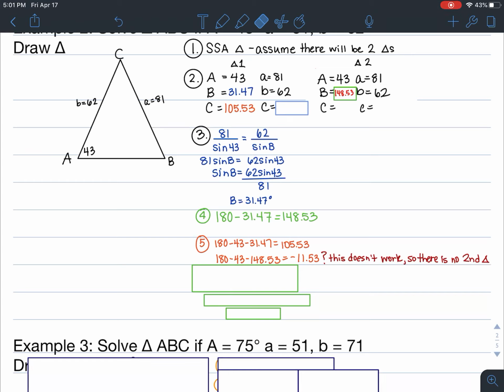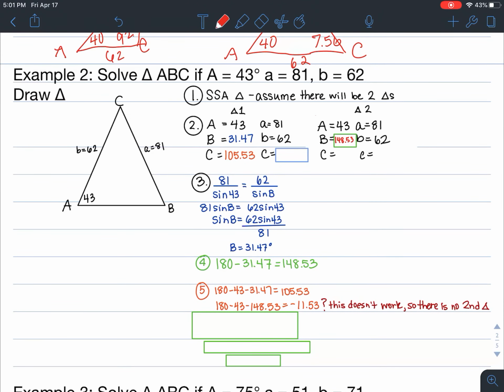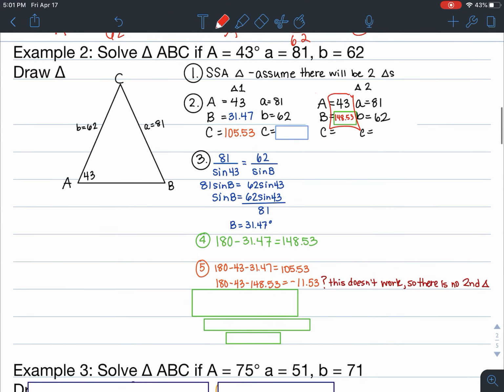That doesn't make sense, does it? You're not getting a negative angle, at least not in a triangle. I know we can have negative angles in other scenarios, but not this one. So what does that mean then? Because these two angles already add up to more than 180, and triangles can only have angles that add up to 180. So this one isn't going to work.